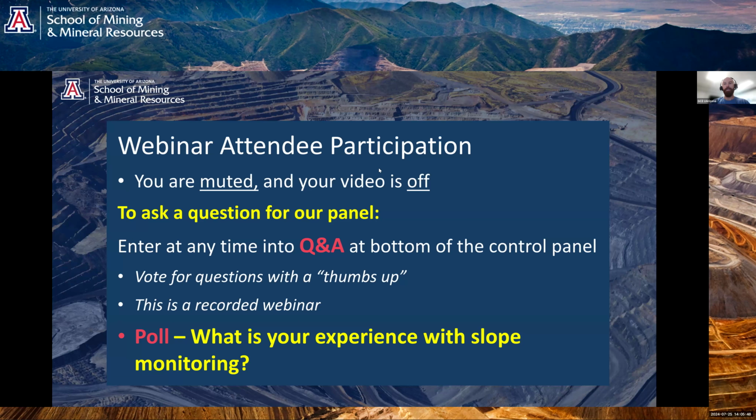Hopefully, you guys can see the results. So it looks like we've got 43% have worked directly with a slope monitoring program, 46% have not, but they are familiar, and 11% do not work with a slope monitoring program and are not familiar with the concept. So great. Thank you for doing that. We just wanted to get an idea, a cross section of those participating today.